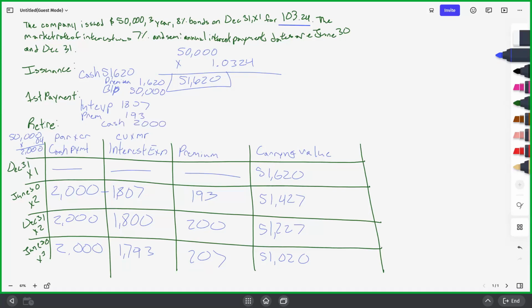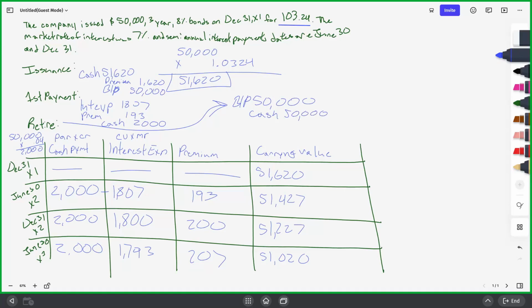And then retiring, we're going to make this journal entry right here. How do we retire this bond? Reverse. Yep, basically, bond payable will be 50,000. Cash will be 50,000. Very, very difficult.